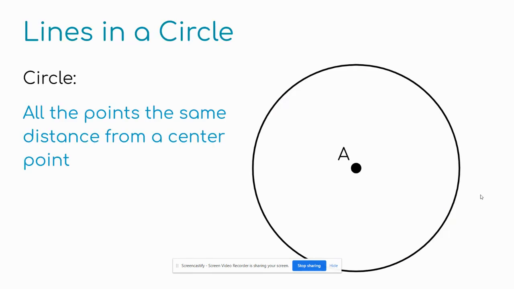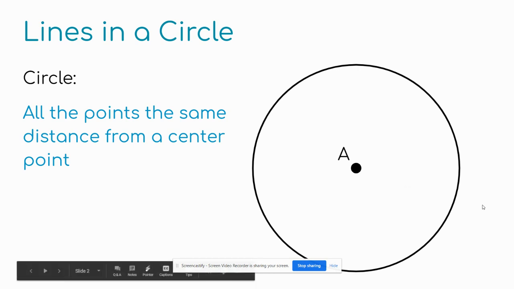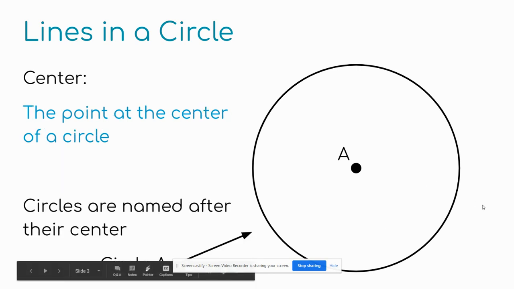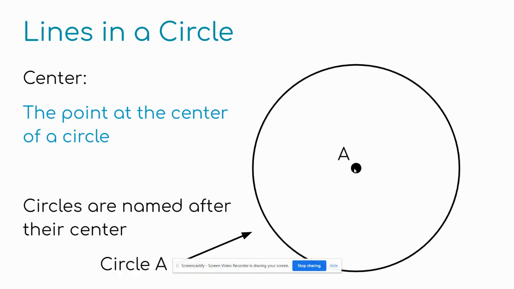So first thing from GeoVocab, you should remember the definition of circles, which is all the points the same distance from a center point. So here we have our center point. All the points on the circle are going to be the same distance from there. The circles are going to be named after their center. So this circle would be called circle A. If I change this to a B, it would be circle B, circle K, circle L, whatever the center point is.